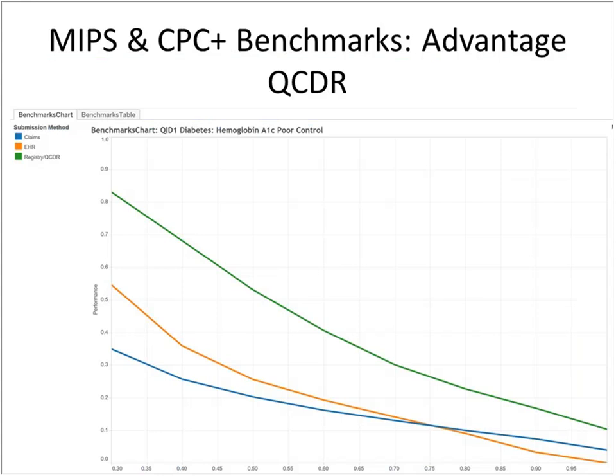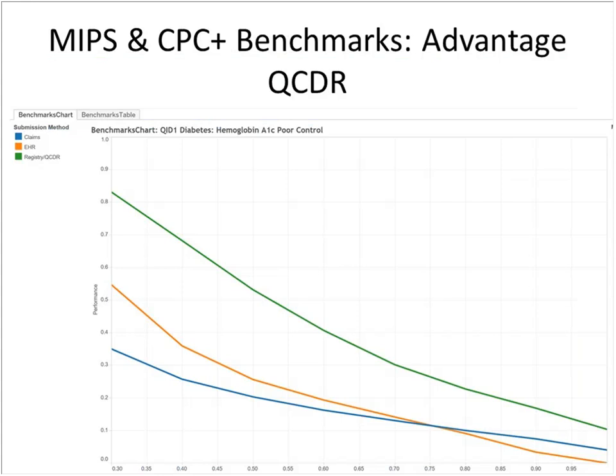And also it's not like the PQRS where I just had to report. I actually have to be ranked in a percentile. And so this shows 3 different sets of baselines. You see the green line there, and the orange and the blue line.